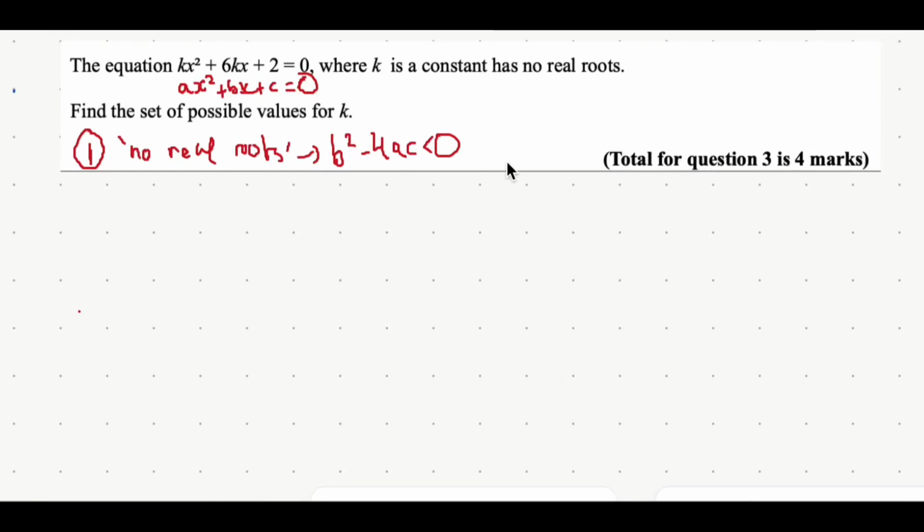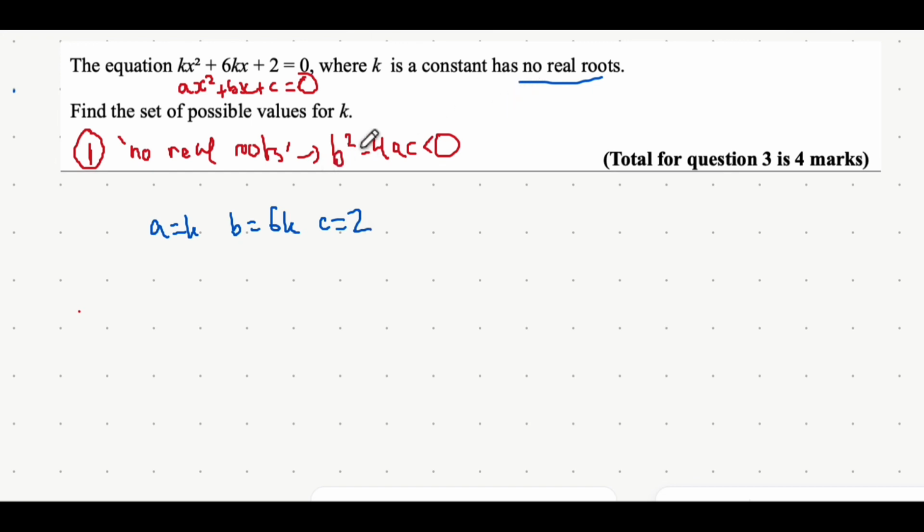Exam question, we're going to have a look at using the discriminant to show that there are no real roots. So first of all, quadratics are in the form ax squared plus bx plus c. A is the coefficient of x squared, which is k in this case. B is the coefficient of the x term, which is 6k. And c is the constant at the end, which is just a positive 2.